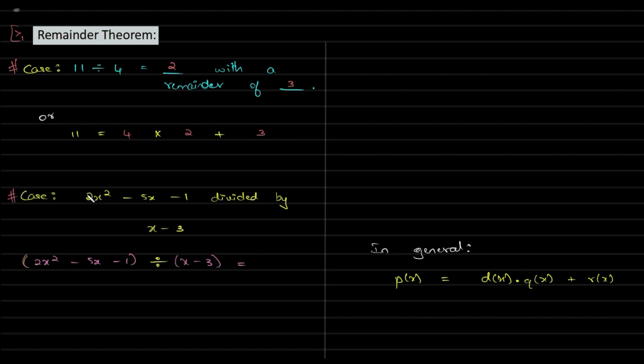Now the case of a polynomial getting divided by another polynomial. To divide this, I will use the long division method. So we have 2x square minus 5x minus 1. I hope you guys know this. First, you need to write in standard form. Next, take the first term from both the divisor and the dividend. 2x square divided by 1x is 2x. And post that, multiply this entire thing. So you'll get 2x square minus 6x.